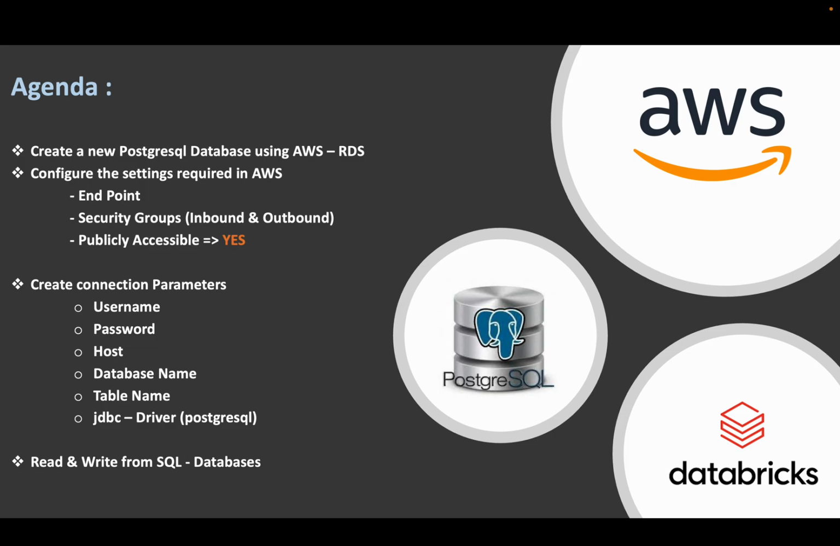The agenda today is we'll create a SQL database using Amazon Web Services, that is RDS, Relational Database Systems. In this session, we'll be focusing on PostgreSQL. We'll also see some configuration settings like the endpoint, security groups, and whether it is publicly accessible or not. And we'll also share some of the credentials, the host names, the database name, and the JDBC drivers.